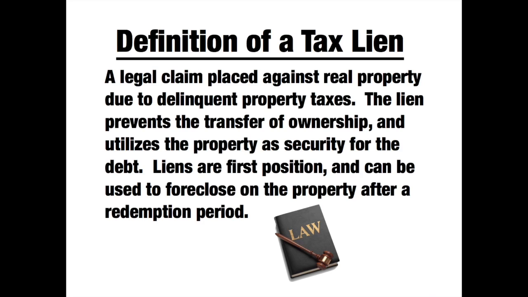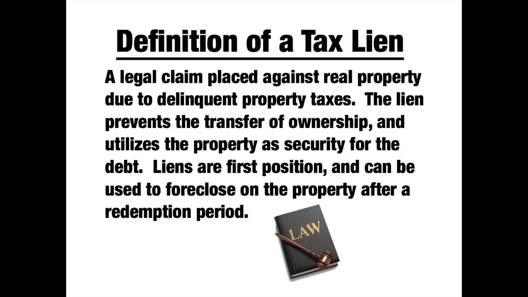Now, what exactly is a tax lien? Let's go over a definition of it first, and then let's talk about how exactly it works. A tax lien is a legal claim that's placed against real property due to delinquent property taxes. It's usually placed there by the local government. That's normally a county, unless we're dealing with a different part of the country that might use boroughs or something like that. Now, the lien prevents the transfer of ownership. That's a big important point right there. You cannot transfer ownership as long as that lien is placed against the property.